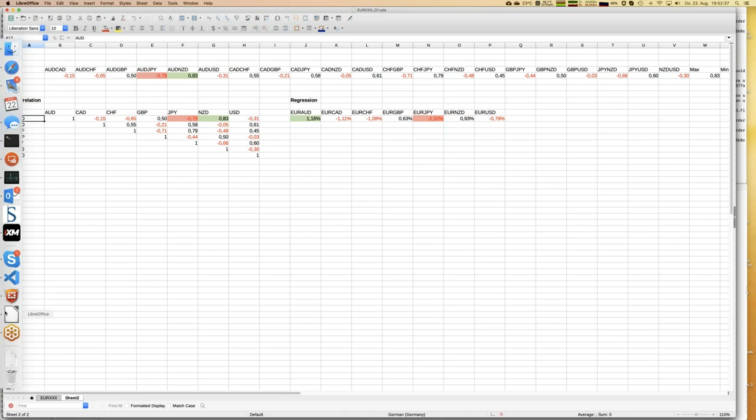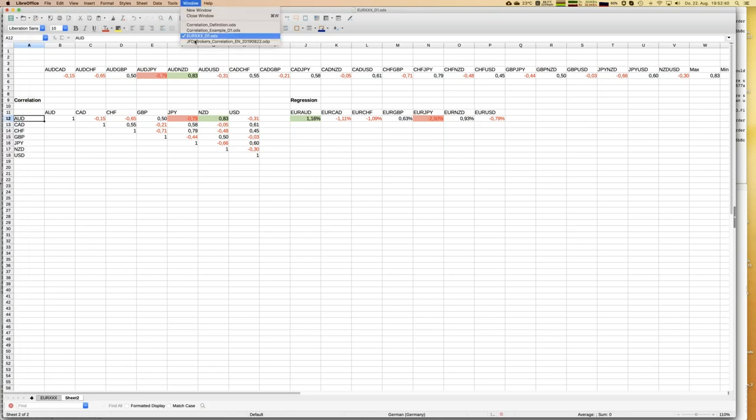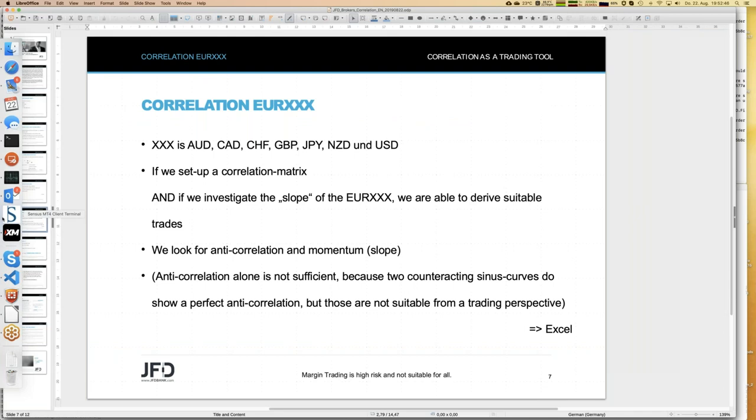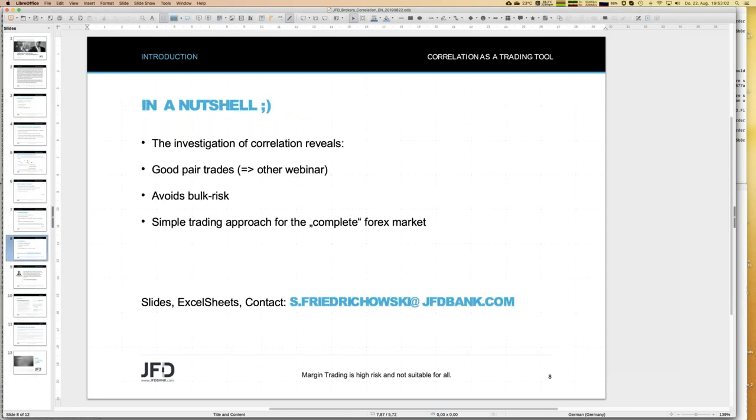And that is about correlation, with the two aspects we can use it: the high number if we have correlation, and we can use anti-correlation as well. And that's already my summary for today. So what we do finally is simply investigate the correlation of 7 euro forex pairs, and we can get good trades in terms of pair trades if something is anti-correlated.